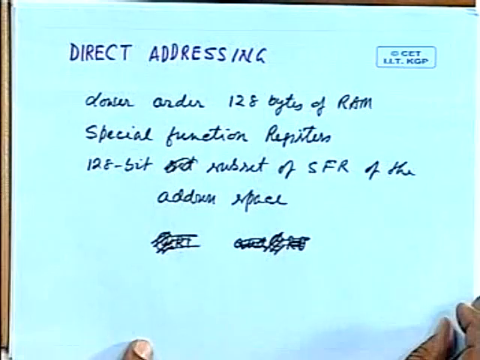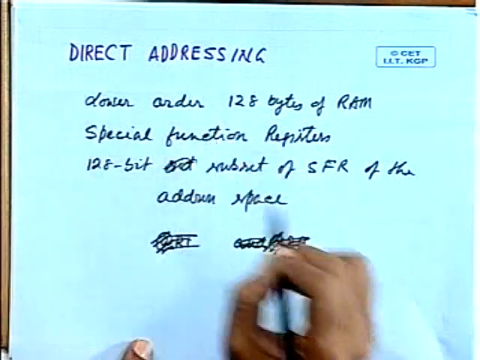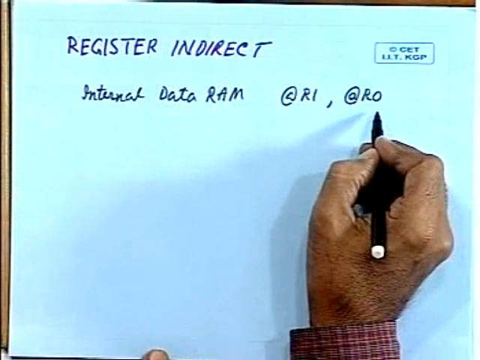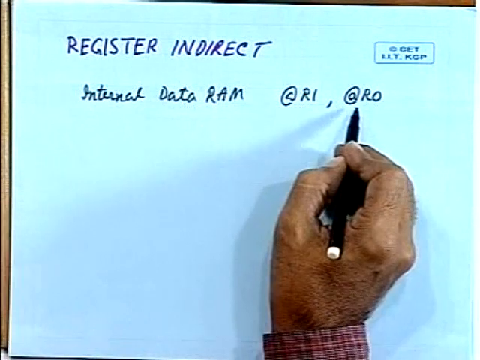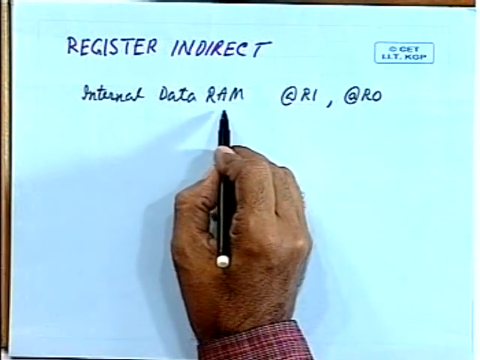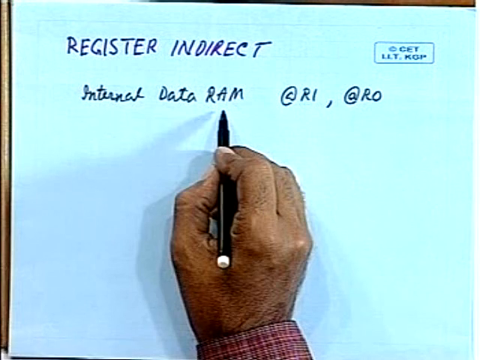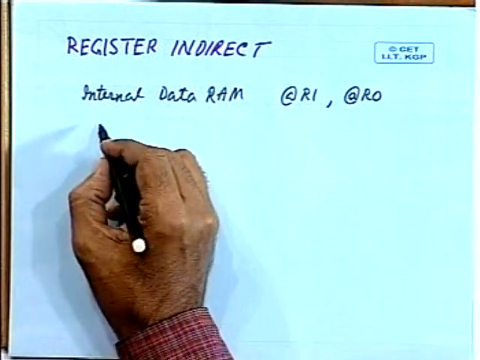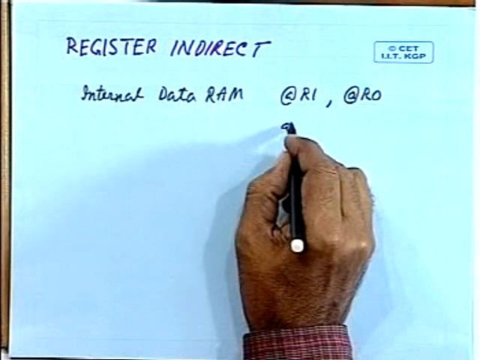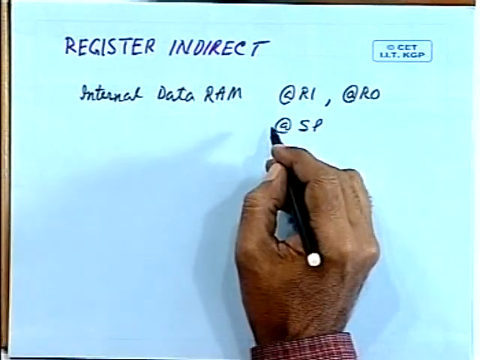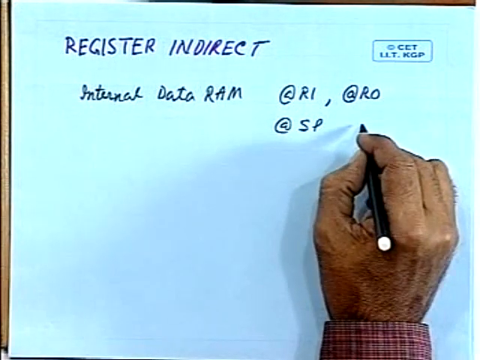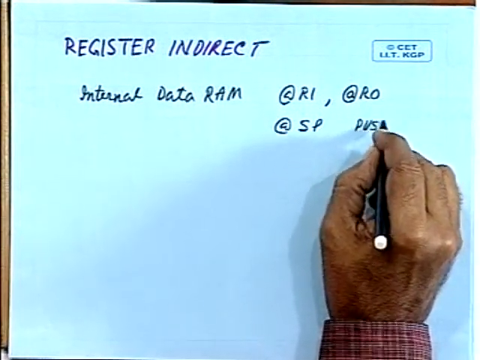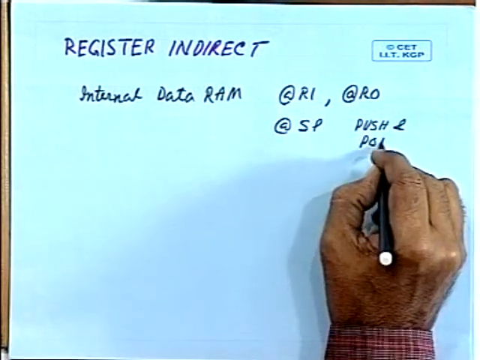And of course, in direct addressing, not only these registers, all the registers can be accessed by direct addressing, and only R1 and R0 are accessed with the help of indirect addressing. So with R1 and R0, the entire internal data RAM can be accessed, and also you can perform push and pop operations using the stack pointer, with indirect addressing.